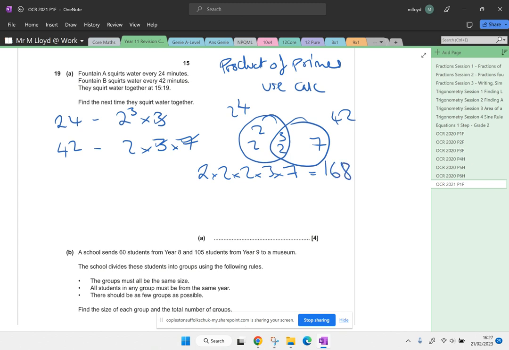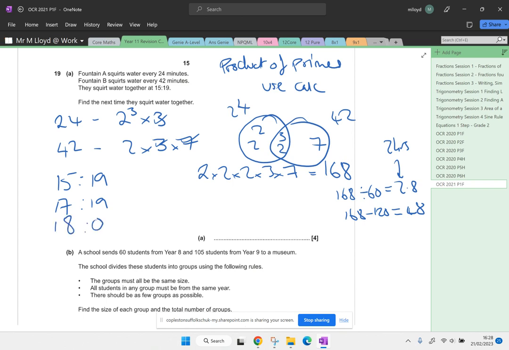Right. Going to divide this by 60. I need to explain this right. Divide by 60 equals 2.8, but it doesn't mean we add 2.8 to the time. So that means we've got 2 hours, and then the 168, I'm going to take away 120, which gives me 48, so that's 48 minutes. So 15:19 becomes 17:19, and then I need to add 48 minutes, which gives 67, so that's going to be 18:07.